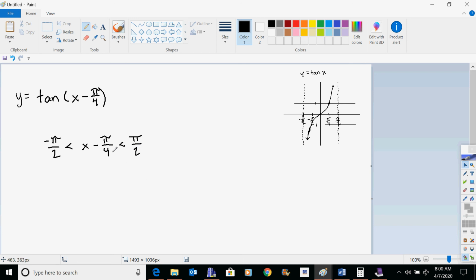Okay, so we need to then add our pi/4 so that we can make this x by itself in the middle. And when we do that, we get x by itself in the middle. A half plus a fourth is 3/4. And -1/2 plus a fourth is -pi/4.